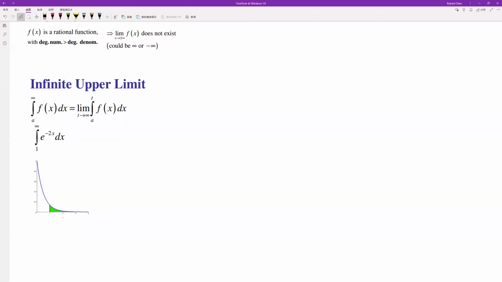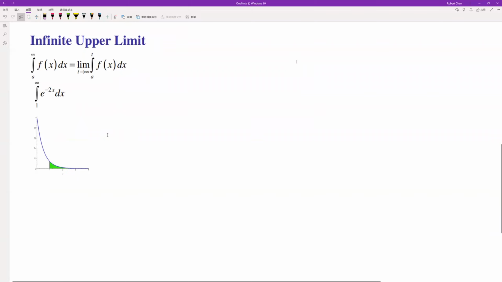All right, so let's look at our first example when we have an infinite upper limit. So we're looking at the integral from 1 to infinity of e to the -2x dx. Now, this is a graph showing what we're looking at, right? We're looking at the area under the curve from 1 to infinity. So the idea is we have to rewrite it using a limit first. So let's rewrite that. So limit as t approaches infinity. And then now, instead of 1 to infinity, we're going to do 1 to t. And then e to the -2x dx.